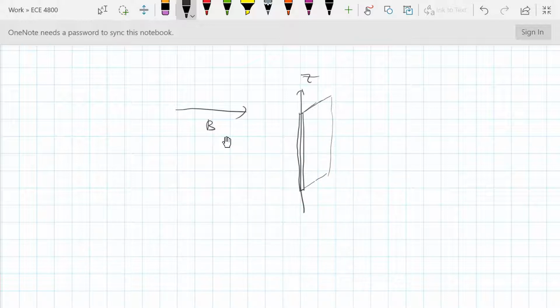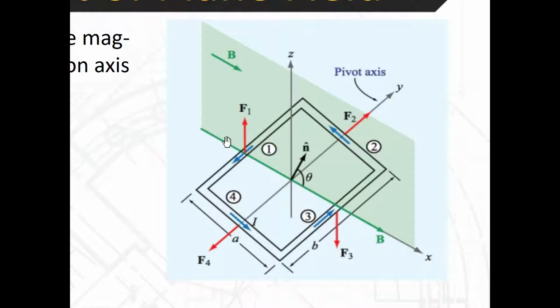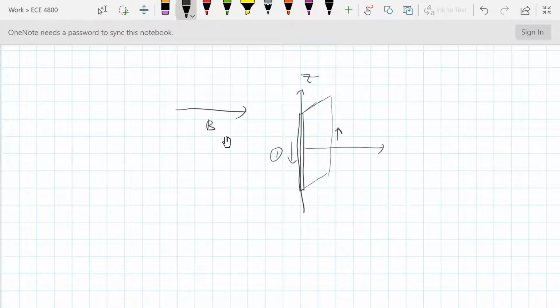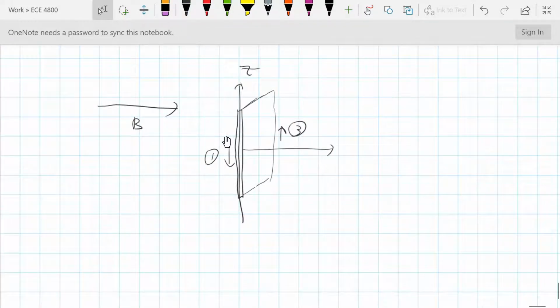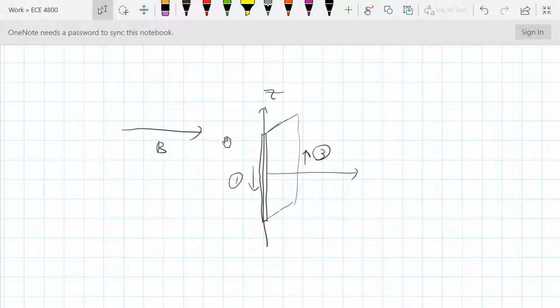Okay, the magnetic field is pointing in the x direction. Now the current is pointing down on this side and up on this side. So this was segment 1. This is segment 1, and this is segment 3. All right, so right-hand rule. Segment 1: your first finger is pointing in the negative z-hat direction, and your middle finger, the magnetic field, is pointing in the x-hat direction. This is the x direction.